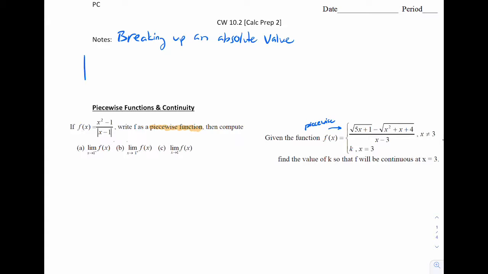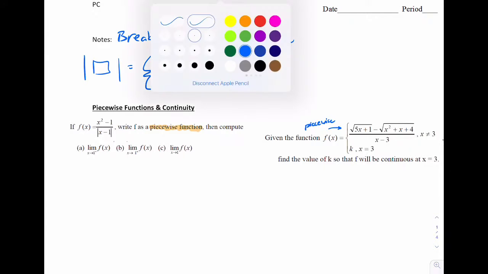So if I have absolute value of a box like that, we can think of this as two separate situations. If the box is positive, meaning bigger than 0, nothing happens. It's just a box. If the box is less than 0, then negate the box. And look at that. That's a piecewise function.